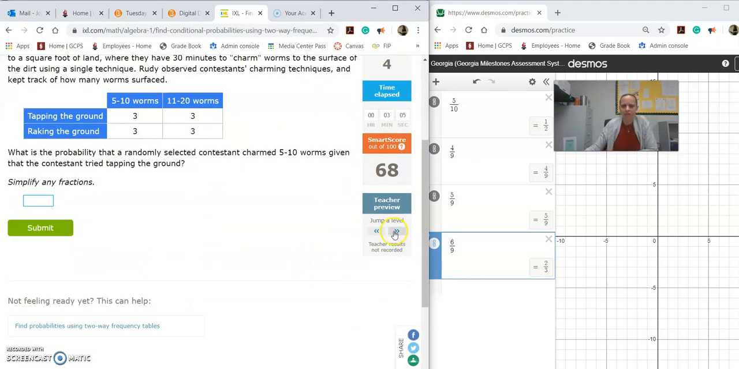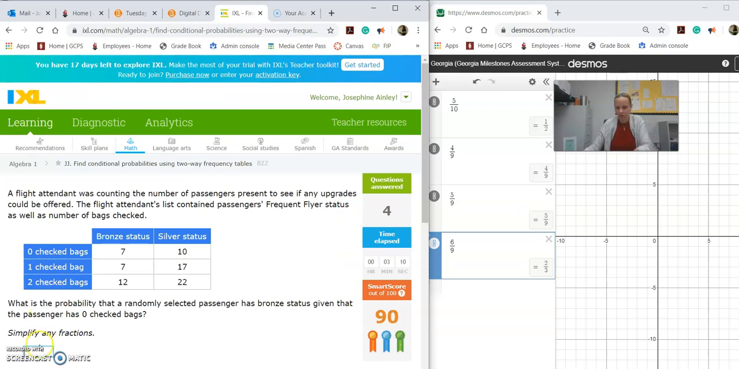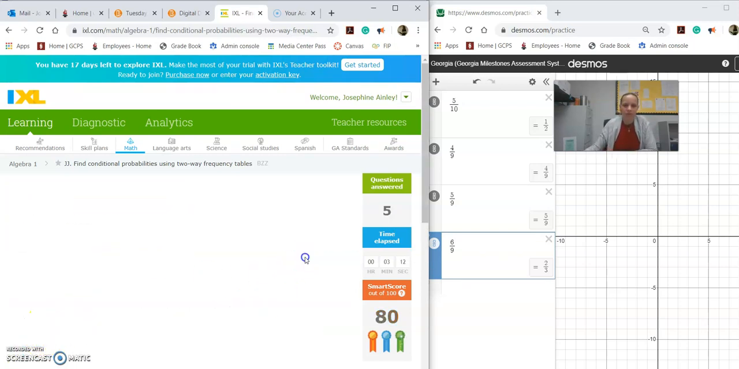All right, so again, I'm going to skip. I'm at 90, so that's all you have to get it to, but I'm going to go ahead and get one wrong so I can see what's before 90.